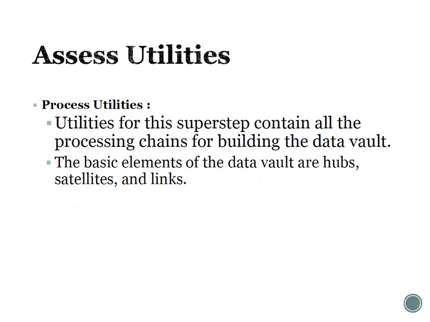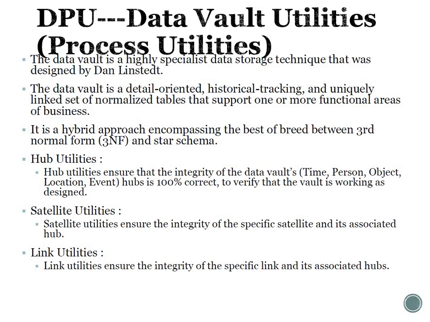Process utilities, it is all basically about building your data vault: hubs, links, satellites. इसका in detail next में है कि hub utilities है, satellite utilities है and link utilities है. Obviously, each utility will try and maintain the integrity of that component of the data vault.